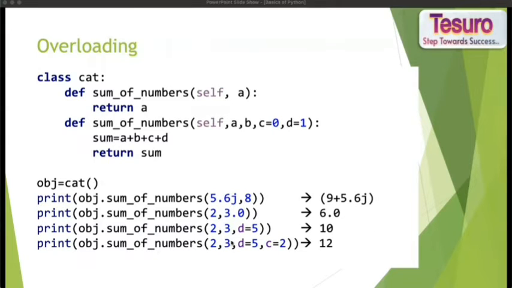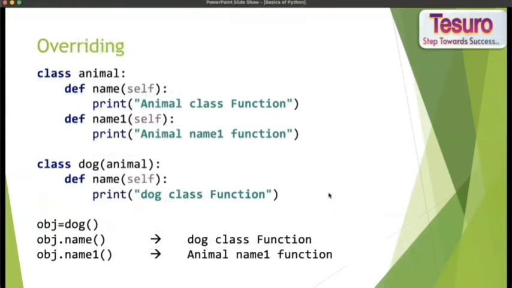And now I am changing the values for both d and c in a different order. So what it will get: 2, 3, 2, 5. So 3 plus 2, 5 plus 5, 10 plus 2, 12. And in this way, overloading works. And the next is overriding.